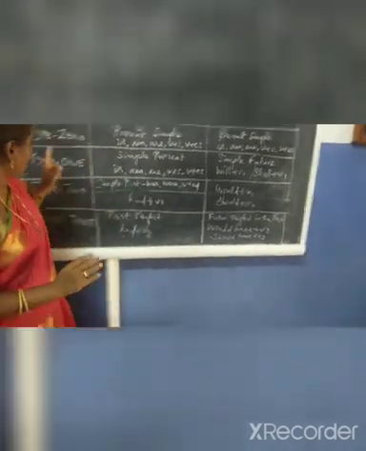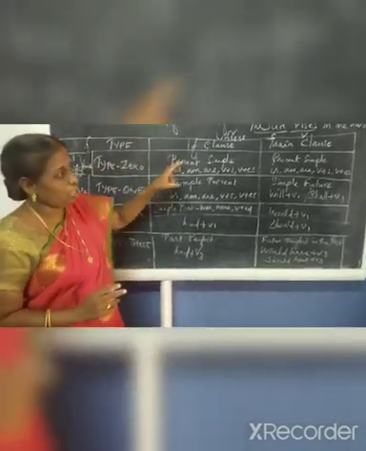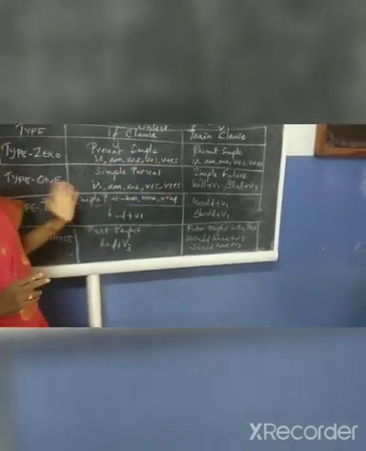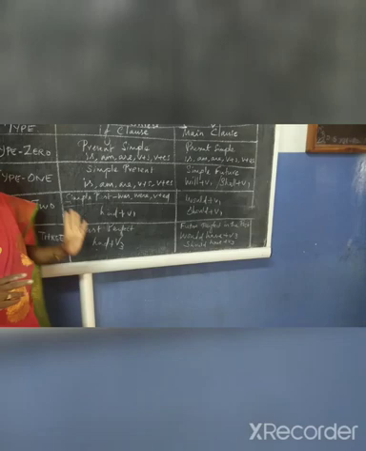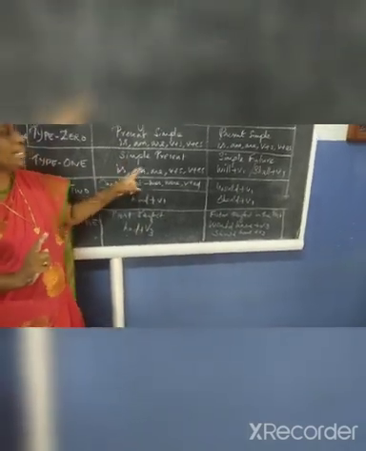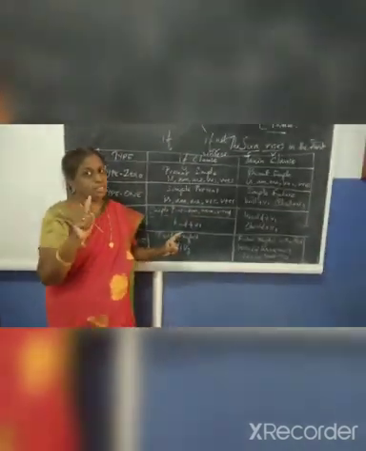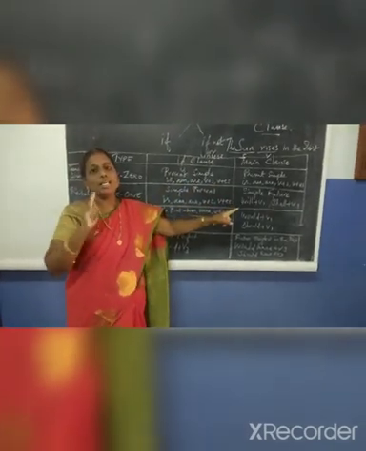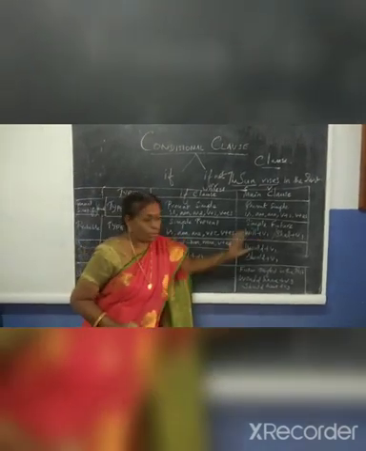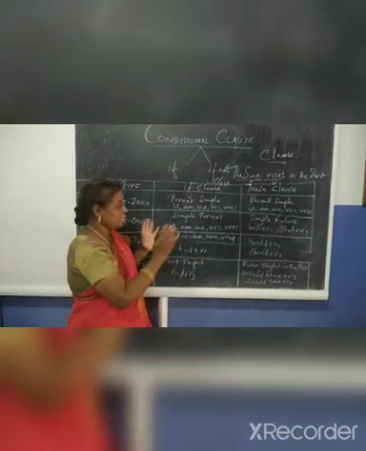So the first type, listen carefully: in the if clause we use simple present, and in the main clause it will be simple future. Clear? So please keep the verbs in your mind. I want to give one example. If you study well, study is a present tense. So what will be the result? You will get good marks. Will get is will plus base verb, so it is changed into future. Clear?